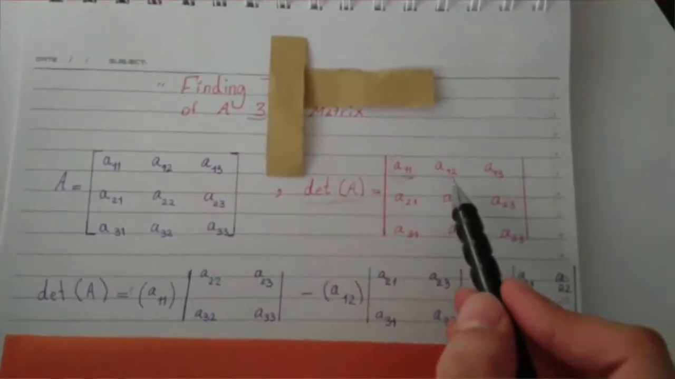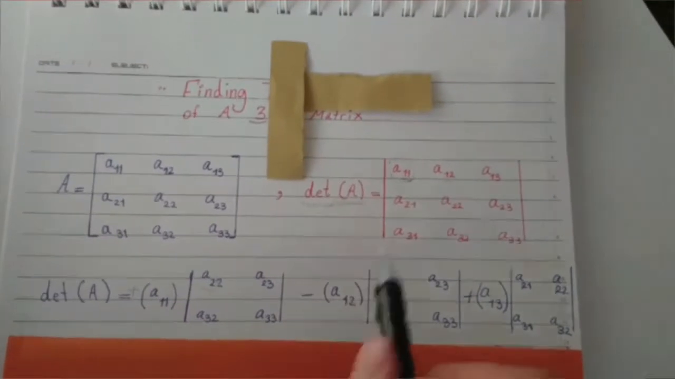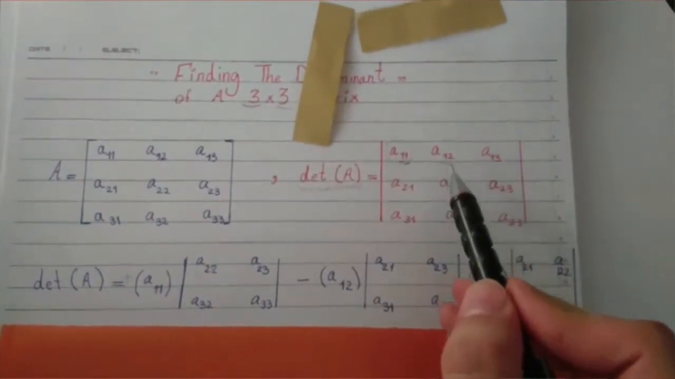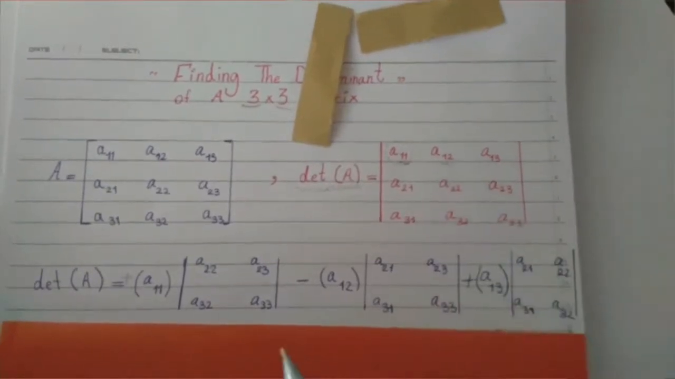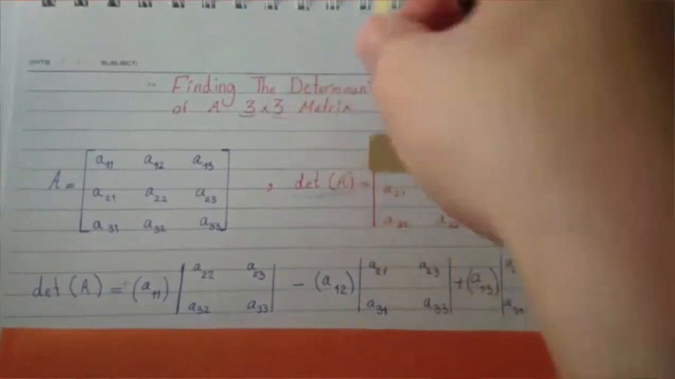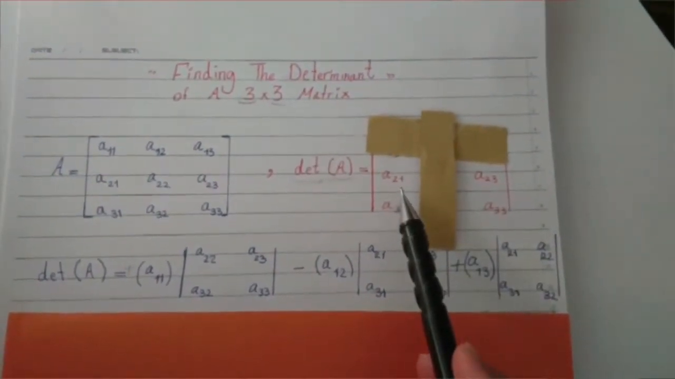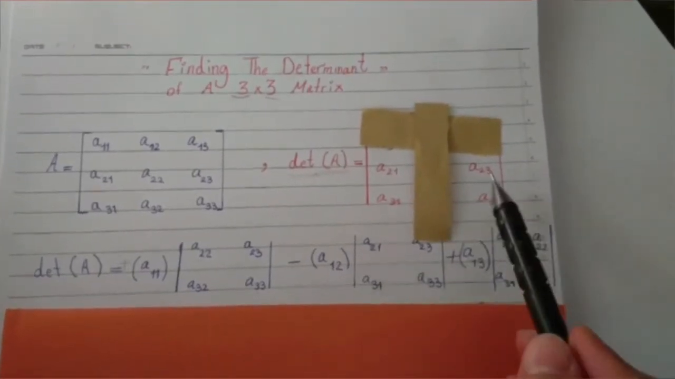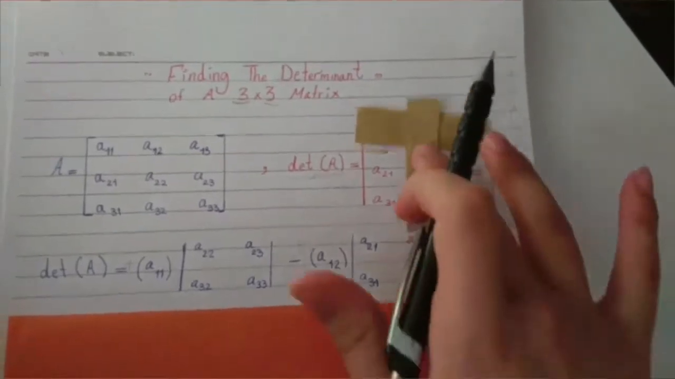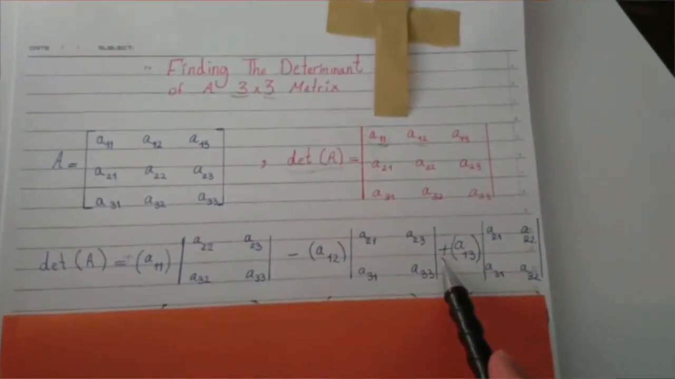And we take the second entry, the entry A sub 1 2, and multiply it by the matrix we are left with after ignoring the first row and second column. And we are left with A21, A23, A31, and A33. Again, we change the sign, which was negative and now is positive.